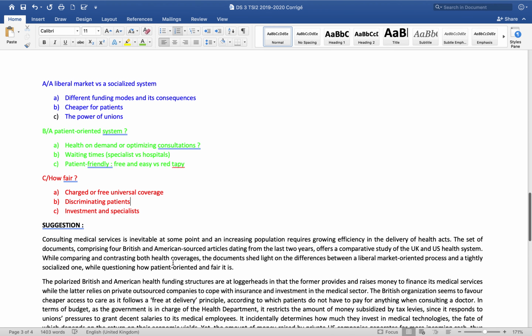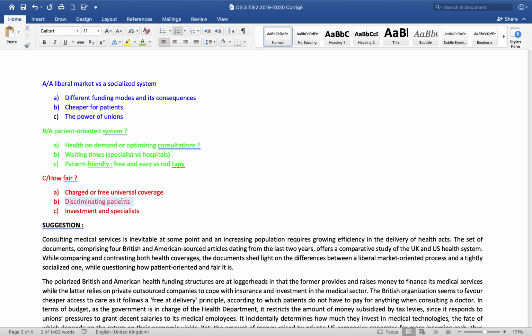And the last part is, in terms of justice, in this system, how just is it? You can compare the two. So universal coverage is charged. In the US, you have to pay for it. Everybody can get access, but you have to pay for it. Whereas in the UK, you don't pay for it. Well, actually, if you're a taxpayer, you do pay, but you don't pay when you go to the doctor.